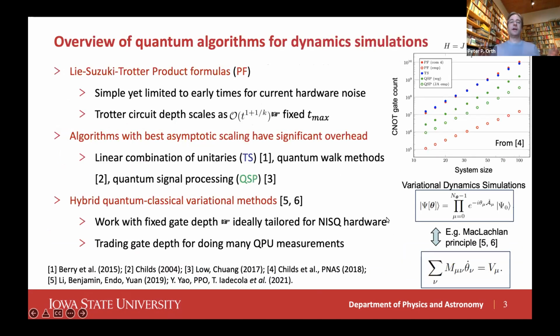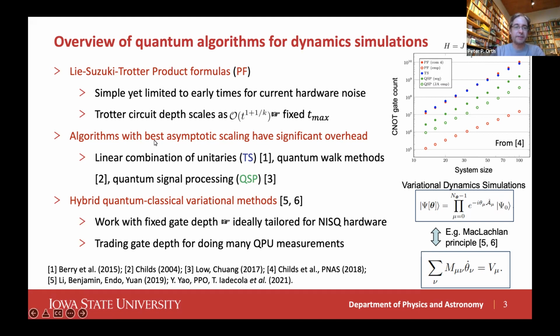So now this slide is giving an overview of quantum algorithms for dynamics simulations. And I think, again, after Nathan's talk, this is probably not necessary, but I clustered them into three different ways. One being Trotter product formulas, which are simple, yet in some sense limited to early times for the current level of the hardware, which is pretty significant. And so you can only execute certain finite depth circuits. And since the Trotter product formulas would increase in depth as you go for longer time, this limits the amount of time you can reach.